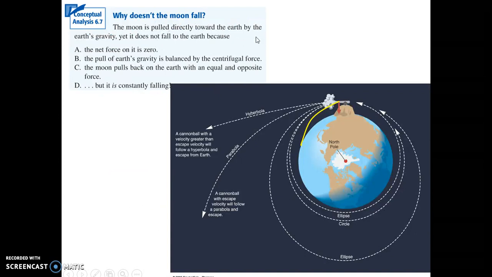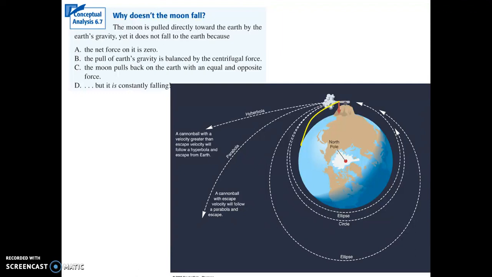Moving on, why does the moon not fall? The moon is always pulled towards the earth because there's a gravitational force between the earth and the moon. It does not fall towards the earth because, A, B, C, D, and the answer is D. A is clearly wrong because the net force is not zero, as we have just mentioned. B, the pull of Earth's gravity is balanced by the centrifugal force. In the first place, we have not really covered centrifugal force in this module, and even if it's balanced, so what? C, the moon pulls back on the Earth with an equal but opposite force. Yes, it does, but so what?